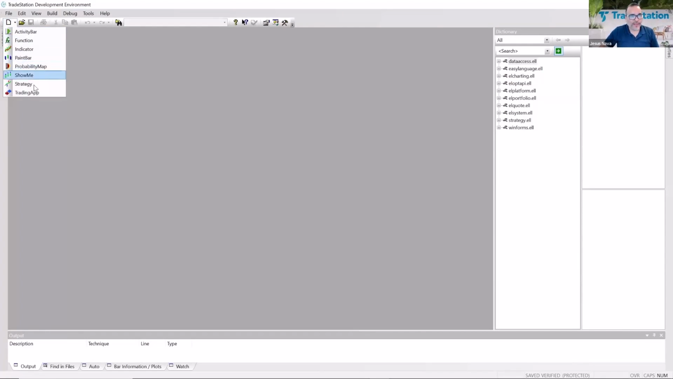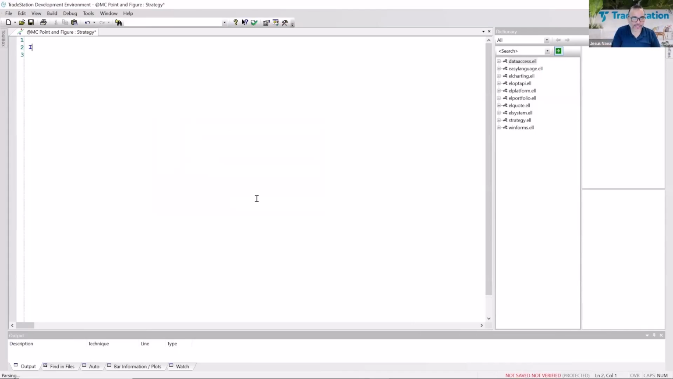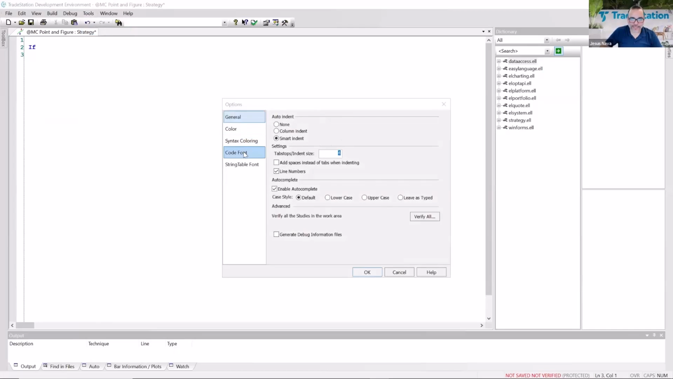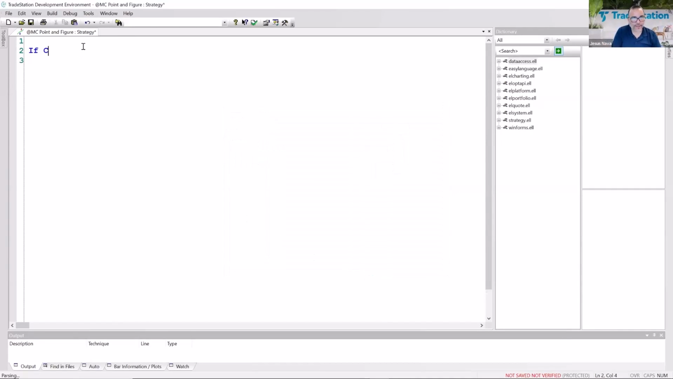I'm going to go here to a new strategy, and I'm going to call this MC point and figure. This is going to be a simple strategy that says if the close is less than the close, and the way that we do historical references in EasyLanguage is with a bracket. So I'm going to compare the closing price of the current bar with the closing price of 1 bar ago, and that is going to determine my entry.